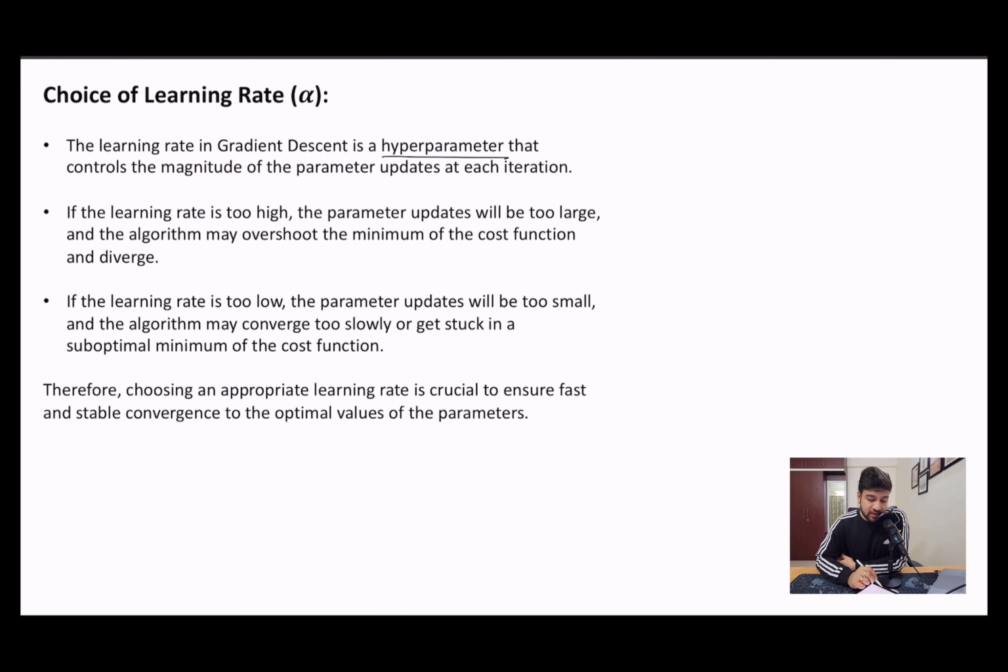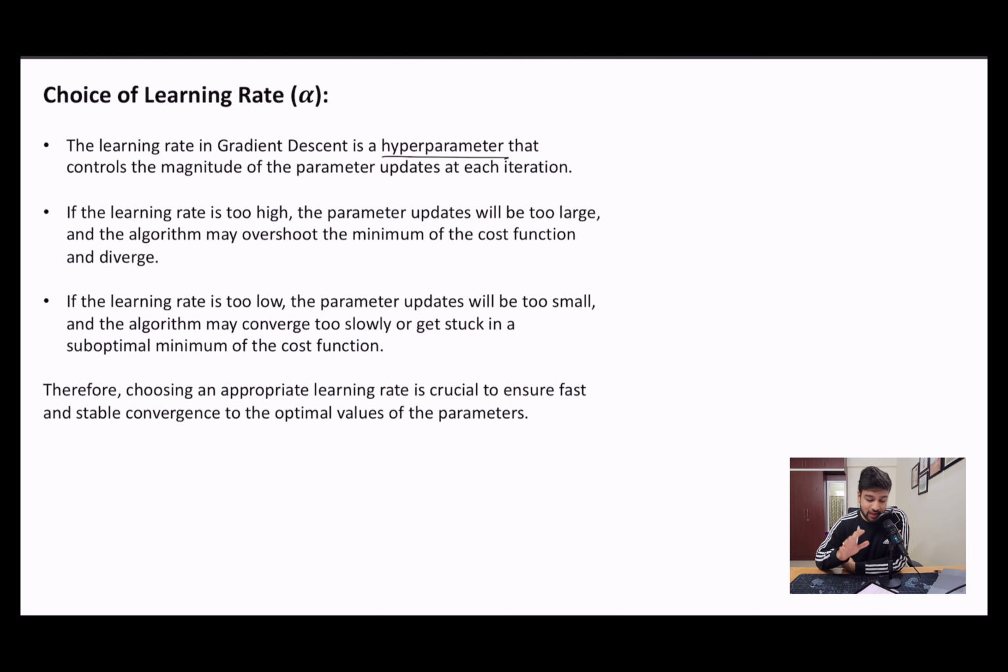Now let us see what happens if the learning rate is very high. If the learning rate is too high, the parameter updates will be very large and the algorithm may overshoot the minimum of the cost function and diverge. If the learning rate is too low, the parameter updates will be too small and the algorithm may converge too slowly or get stuck in a suboptimal minimum of the cost function. Therefore, choosing an appropriate learning rate is crucial to ensure fast and stable convergence to the optimal values of the parameters.